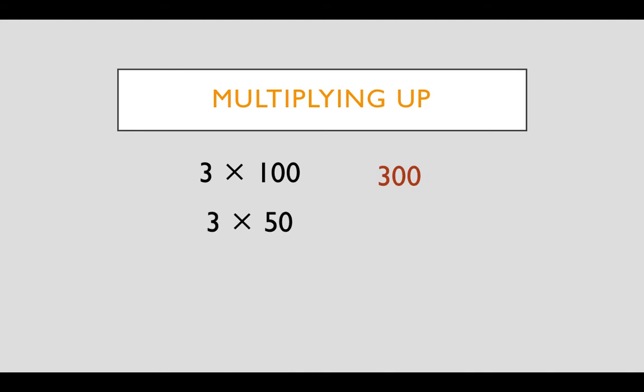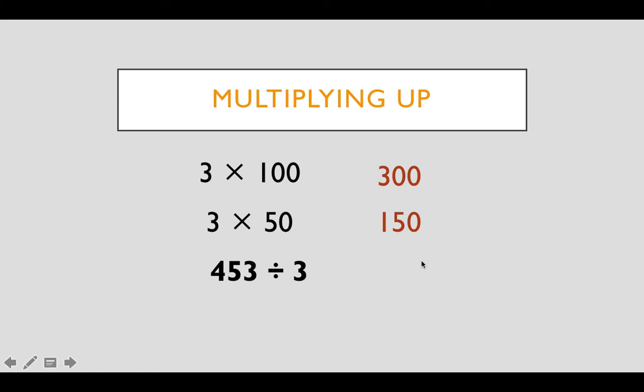3 times 50 is something else we should be able to do mentally. That's 150. And if I knew 3 times 100 was 300 and 3 times 50 was 150, how might I use that to think about what 453 divided by 3 was?